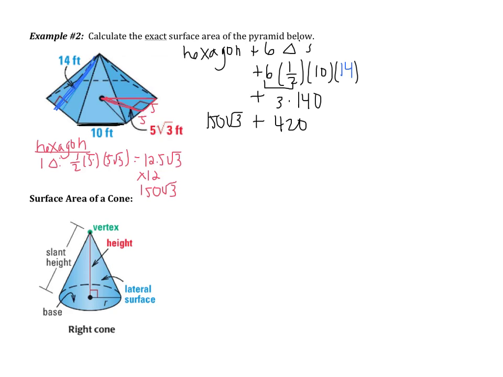150√3. Now we're asked for exact surface area, so no decimals. I want to keep radicals, keep pi, keep fractions. 150√3 and 420, those are not like terms. So my final surface area is just 150√3 add 420 feet squared.